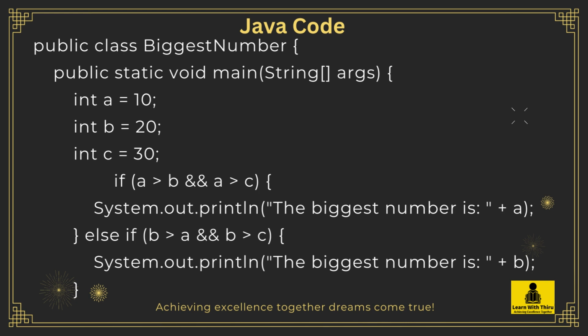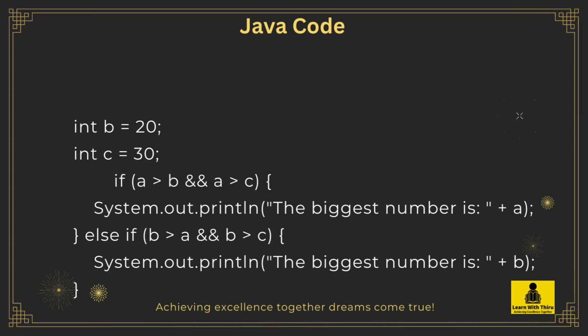System.out.println("The biggest number is " + a). Else if b greater than a and b greater than c, System.out.println("The biggest number is " + b).